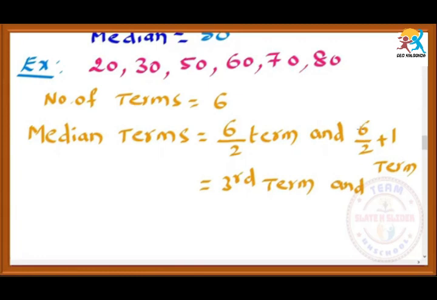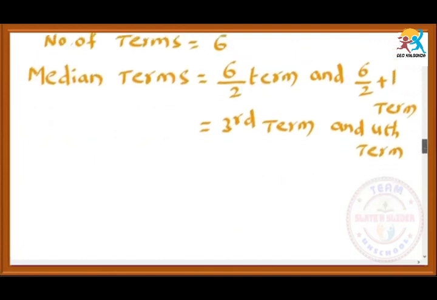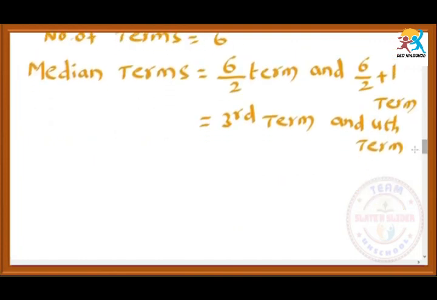And 6 by 2 is 3, plus 1, that means the fourth term. These two are the median terms. Actually, it is not the median. Median terms and median both are different. Our median terms, or we can write here the middle terms. So the third term and the fourth term are the middle terms, or the median terms.